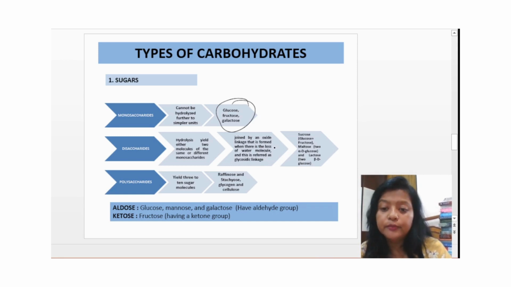I told you that also. The examples also I've given you. Number 3 is polysaccharides. They contain three or more than three sugar molecules. And again, the examples I've given you: glycogen, cellulose, all these things.